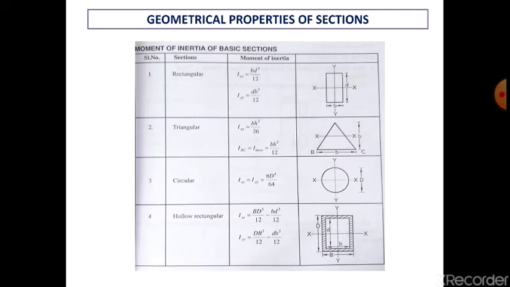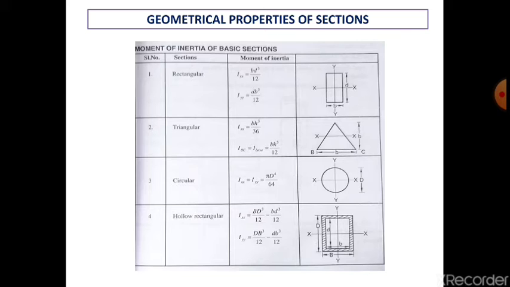Hello everyone. Today we'll be starting the second part of the geometrical properties section, that is the third unit of strength of materials. In the last class we studied the basic definitions of the geometrical properties. Then we studied what is moment of inertia and centroid, and the formulas to calculate the centroid or the CG.